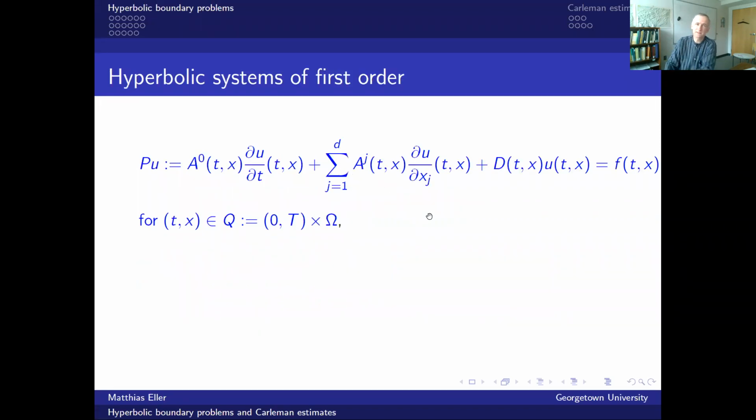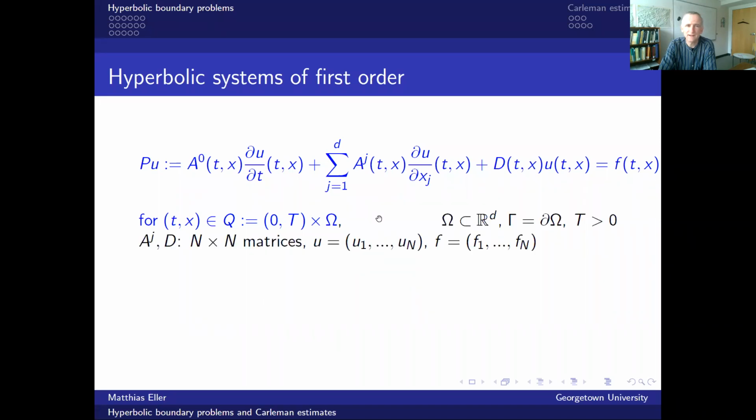Okay, now, a hyperbolic system of first order looks somehow like this. So I consider hyperbolicity in t direction. So I have matrix coefficients, and I work in a space-time cylinder. So finite time interval, omega being a spatial domain, gamma its boundary, and I have basically time derivative, and I have space derivatives. These matrices are all n cross n. The vector u is an n vector. F is the right-hand side. There may be a lower order term, but that is not that important.